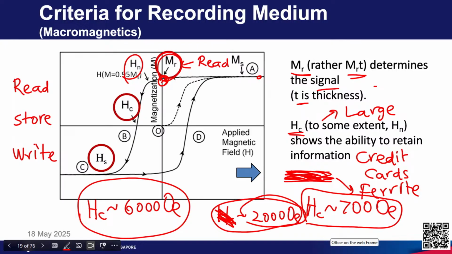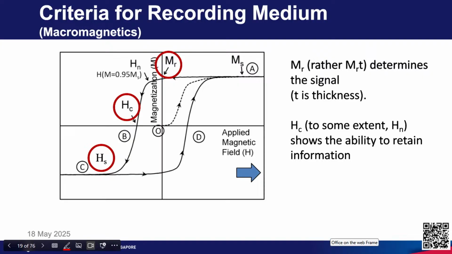So, you can correlate this coercivity to storage. If coercivity is large, then that material can store information without getting erased. You can relate MRT, Mr multiplied by thickness, to the readability of the hard disk drive. When it comes to writing information, this saturation field is the one that determines writability.